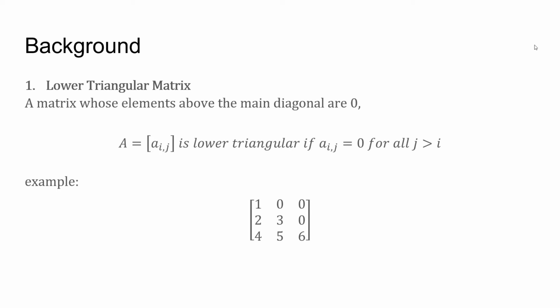The only background that you will need to know for this problem is the definition of a lower triangular matrix. That is a matrix whose elements above the main diagonal are zero. That is, only the elements that are on or below the main diagonal can possibly be non-zero. But every element above the main diagonal, that is whose column index j is greater than i, is guaranteed to be zero in a lower triangular matrix.